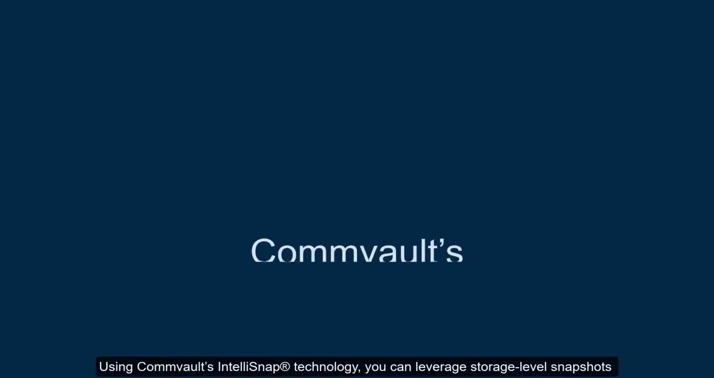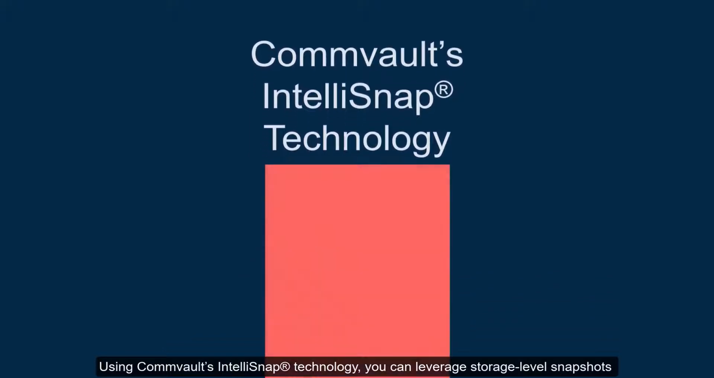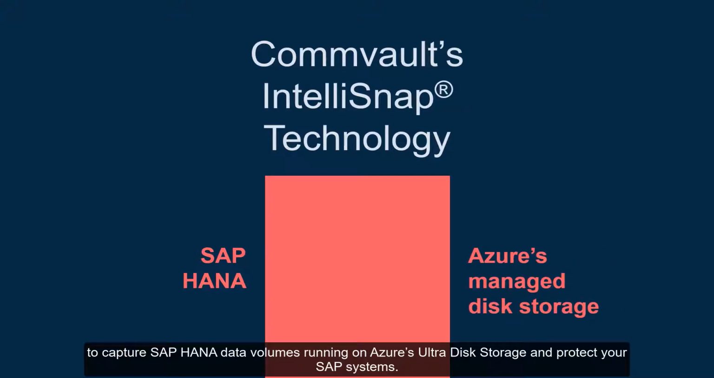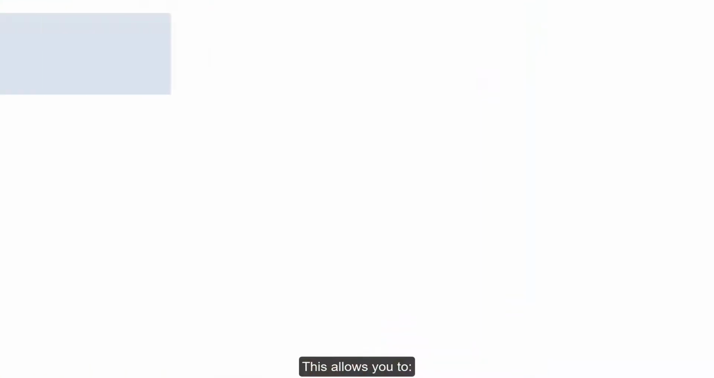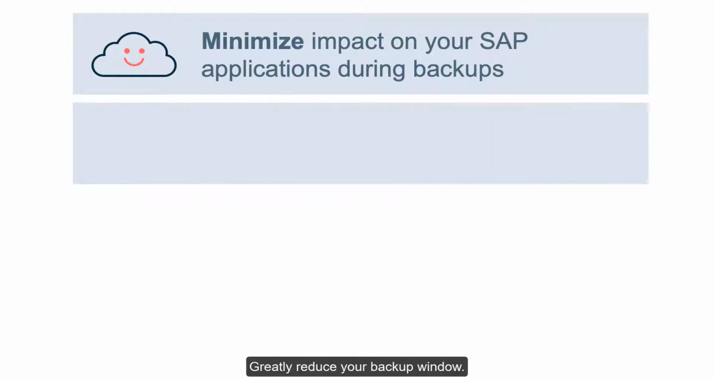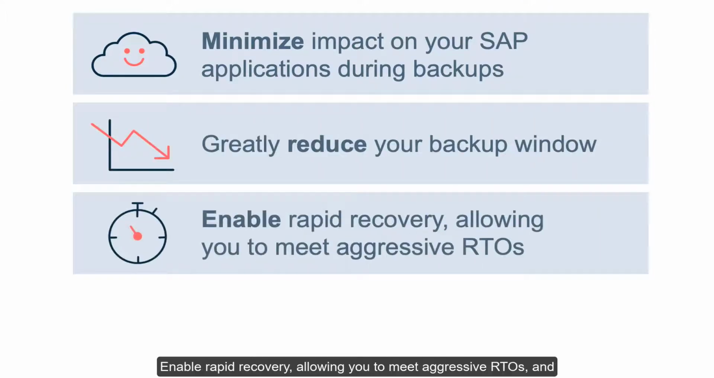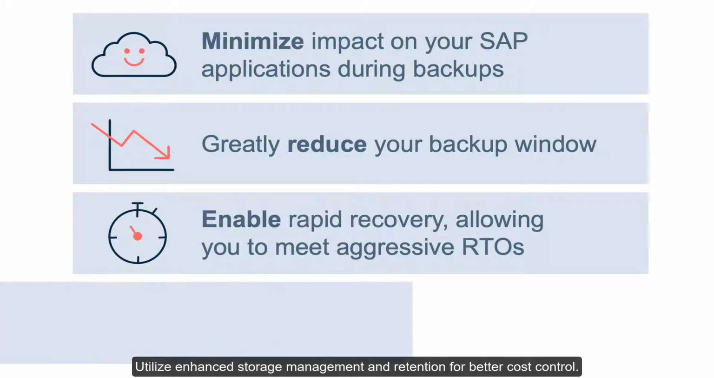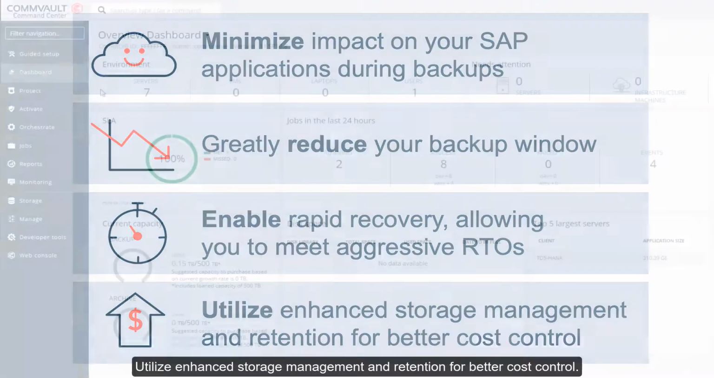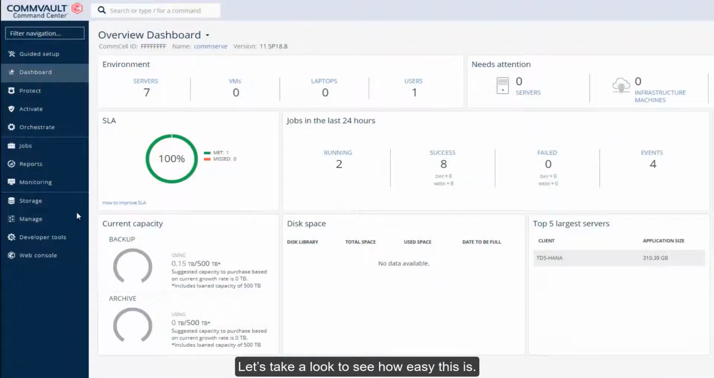Using Commvault's IntelliSnap technology, you can leverage storage-level snapshots to capture SAP HANA data volumes running on Azure's managed disk storage and protect your SAP systems. This allows you to minimize impact on your SAP applications during backups, greatly reduce your backup window, enable rapid recovery, allowing you to meet aggressive RTOs, and utilize enhanced storage management and retention for better cost control. Let's take a look to see how easy this is.